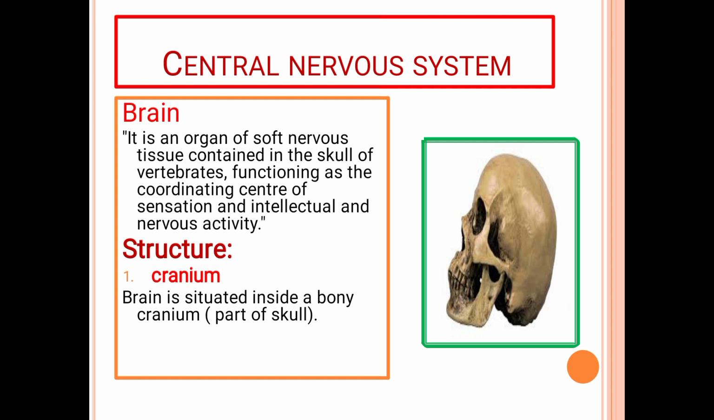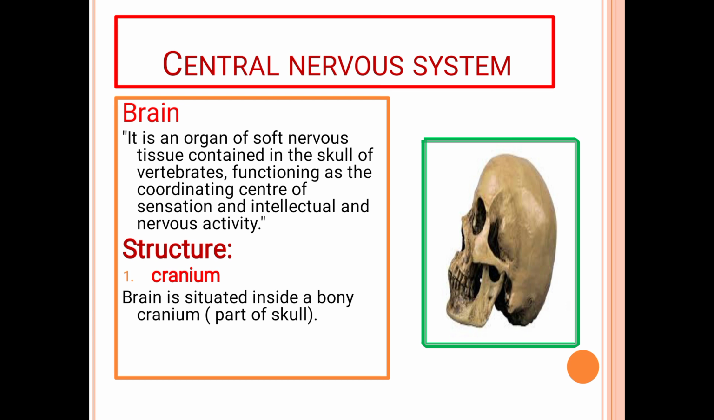As we discussed earlier, the central nervous system comprises of two parts. One of those is brain and second one is spinal cord. In today's video, we will discuss the brain. So what is brain? It is an organ of soft nervous tissues contained in the skull of vertebrates, that is also called cranium. It functions as the coordinating center of sensation and intellectual and all those nervous activities that we discussed previously.